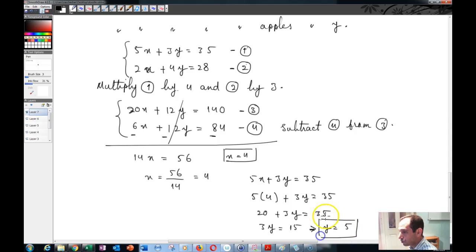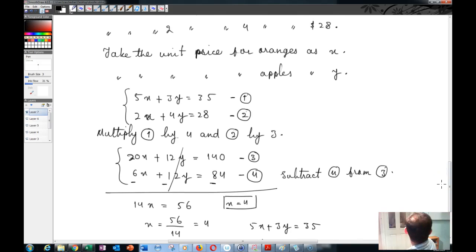So that means x is equal to 4 and y is equal to 5. That means that the unit price for the oranges was $4, and the unit price for the apples was $5.